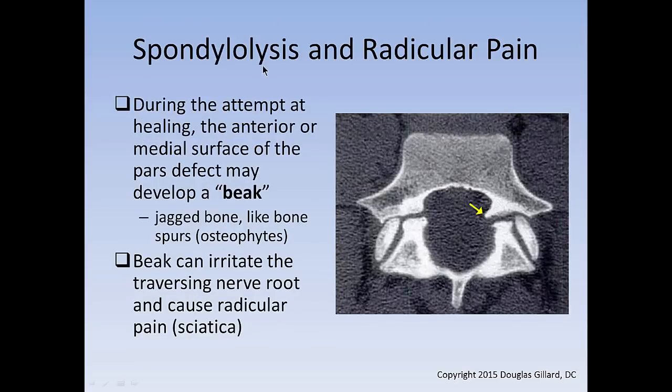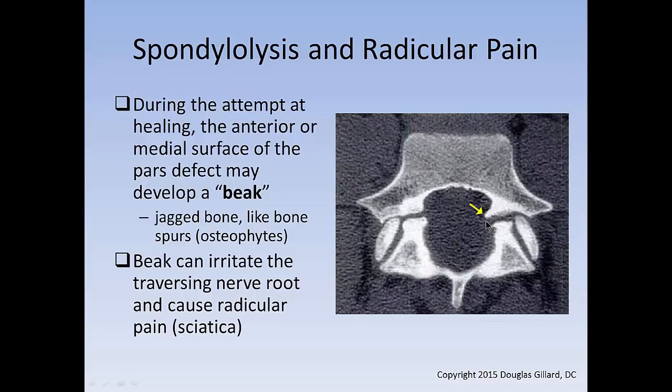Now, radicular pain. How can a spondylolysis cause pain down the leg? Normally it can't because they don't slip, but sometimes when the fracture heals, you can develop a jagged, almost bone spur type thing, or the callus becomes very jagged and hardened. That's called the beak of the spondylolysis. Like the beak of a pelican, or the beak of a woodpecker, a better analogy.